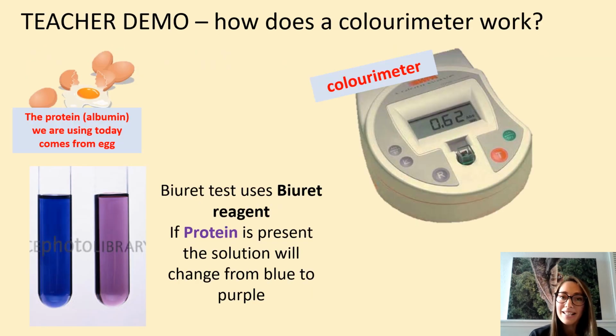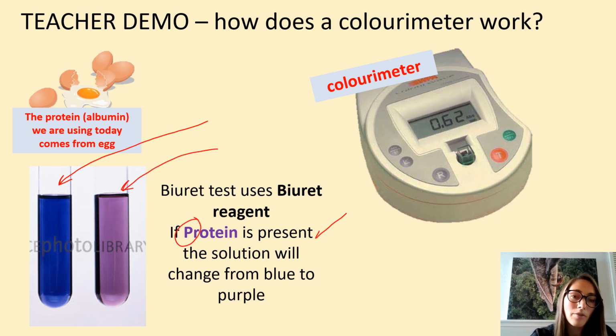So just a couple of things to review with you before you watch your teacher demo. So the first thing is, how does the colorimeter work? Now basically the colorimeter is giving a quantitative value for the colour change that you're going to see in your Biuret reagent. So here, this is what the Biuret reagent will look like at the start. It's a blue colour, and if protein is present, then that colour will change to purple. So I remember this by P for protein and P for purple. So here you can see the colour change is purple.